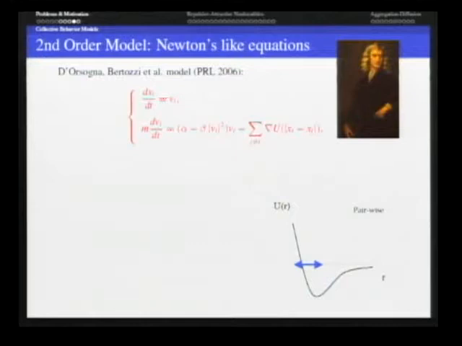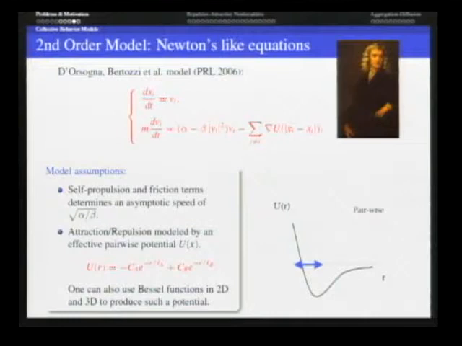Decreasing as a function of the radius means for me that it's repulsive, and increasing is attractive. So they have a typical length scale for particles to range. And you can cook up potentials like that very easily with, for instance, exponentially decaying functions of the radius. And apart from that, they have this additional term that fixes the asymptotic speed of the particles.